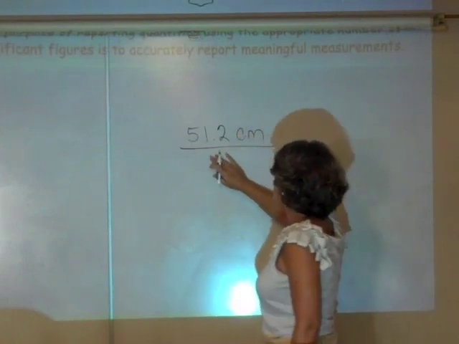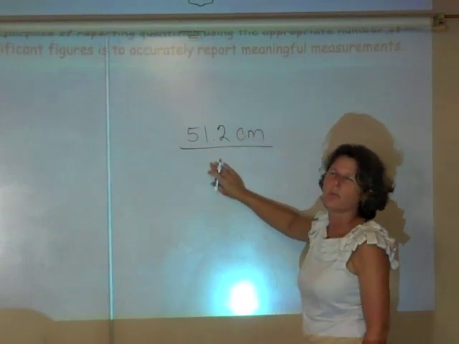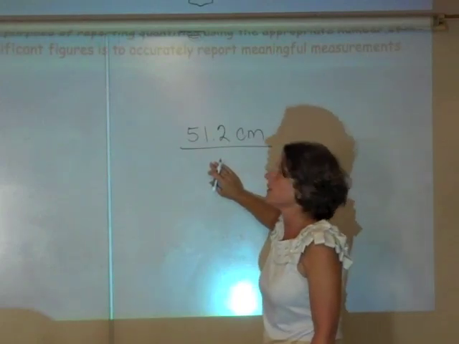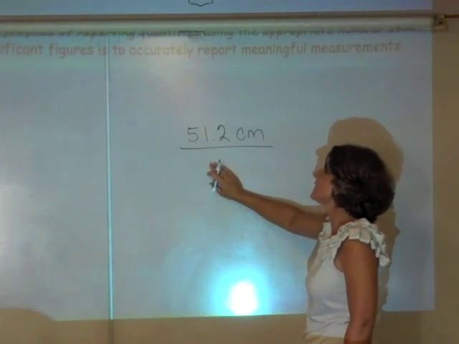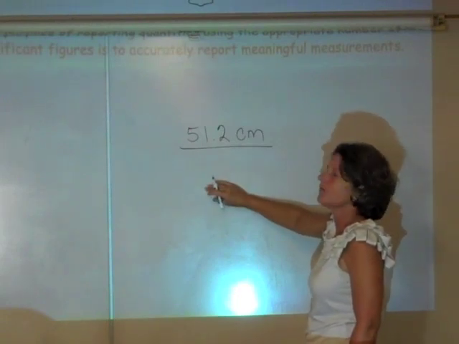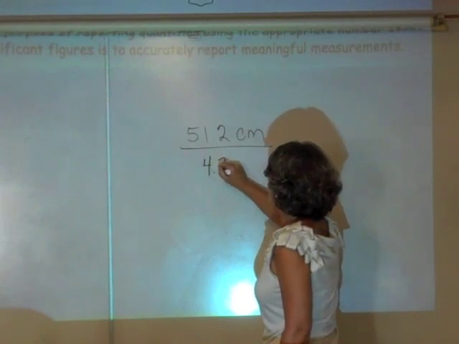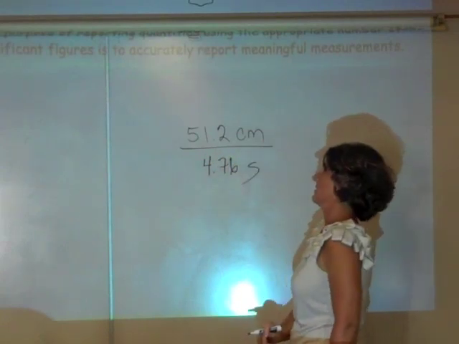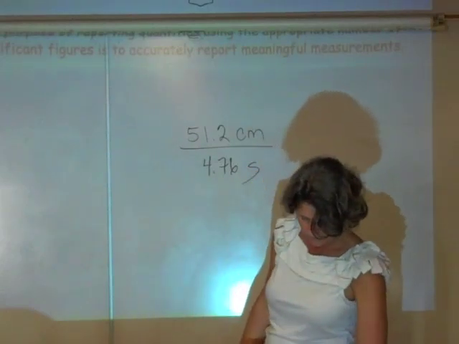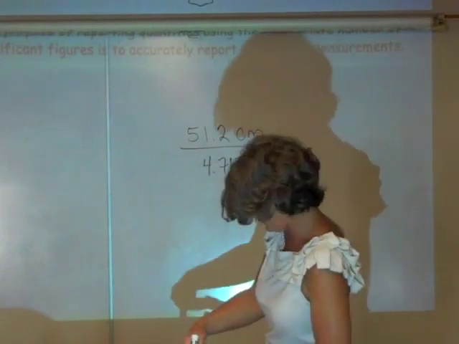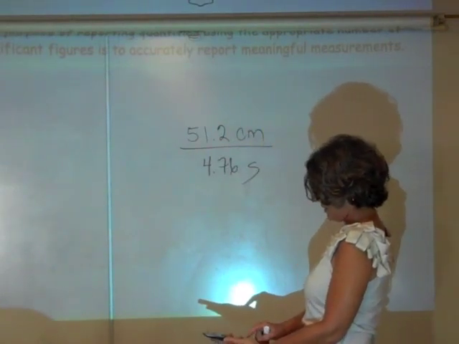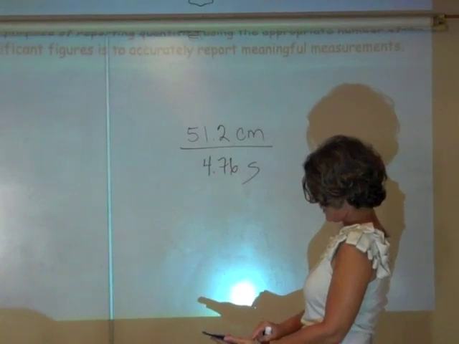Then, for the amount of time it took me, I'm going to use a stopwatch, and let's say my stopwatch could read to the hundredths. So let's say I travel this distance in 4.76 seconds. I want to calculate the speed. So let's do this here: 51.2 divided by 4.76.